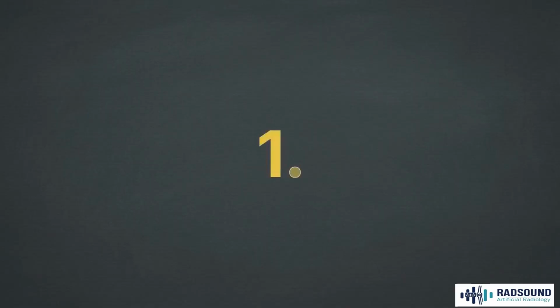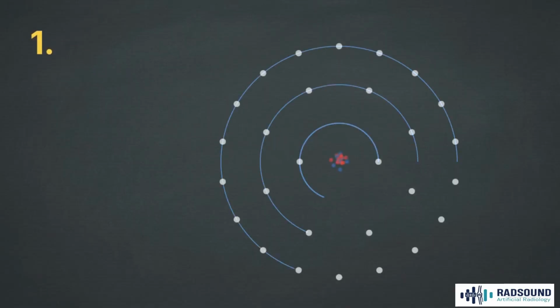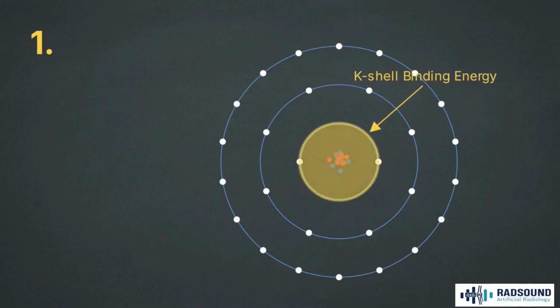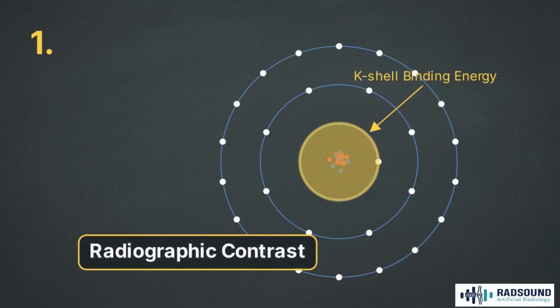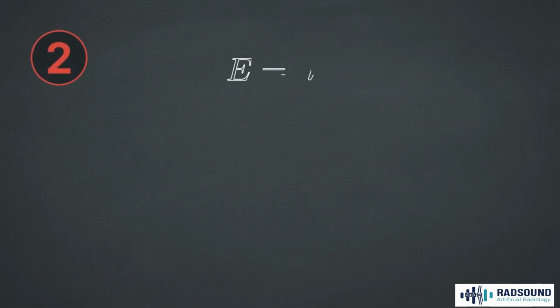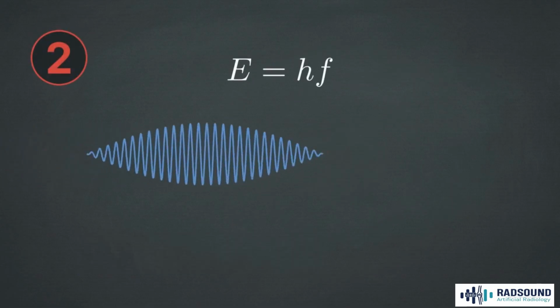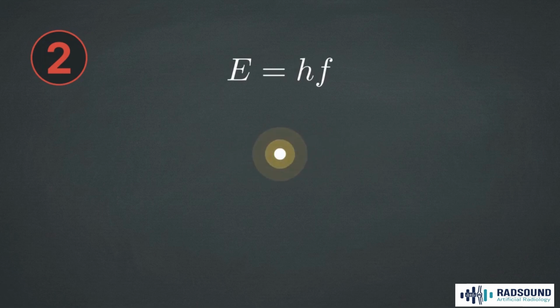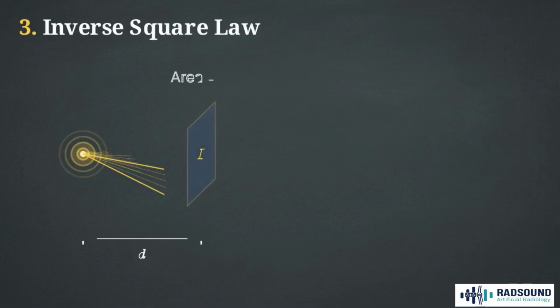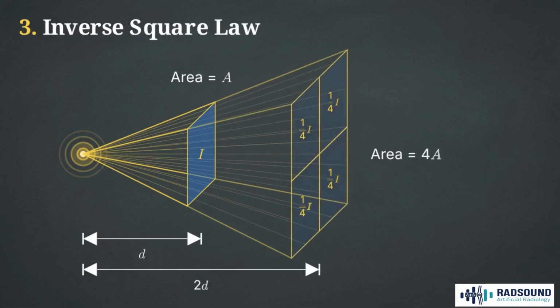5 critical laws to remember. 1. Atoms are discrete energy systems, and selecting materials based on K-shell binding energy creates radiographic contrast. 2. The E equals hf relation connects the wave to the penetrating photon. High frequency is the requirement for high energy. 3. The inverse square law is the mathematical basis for radiation protection. Doubling distance reduces intensity to 1/4.